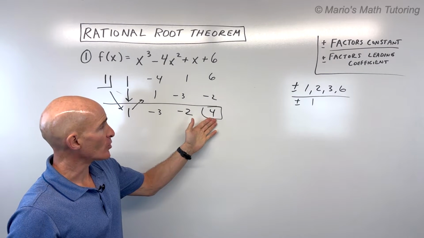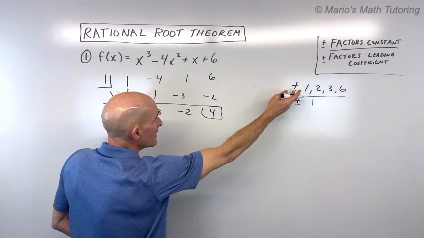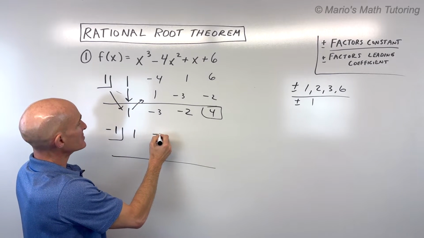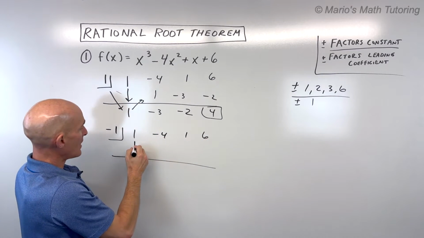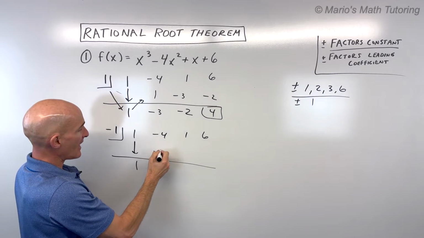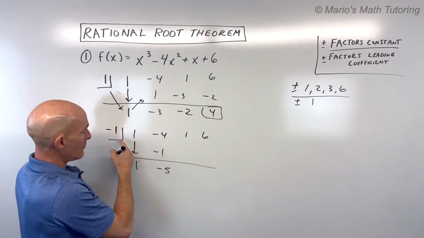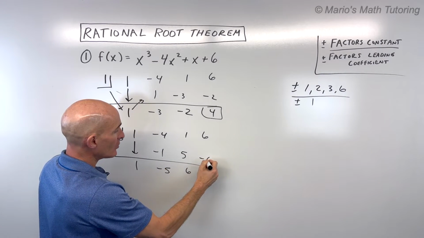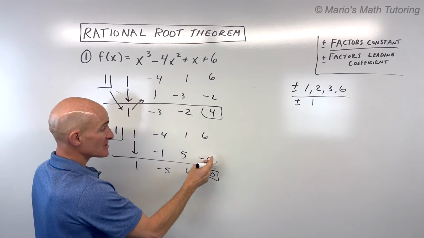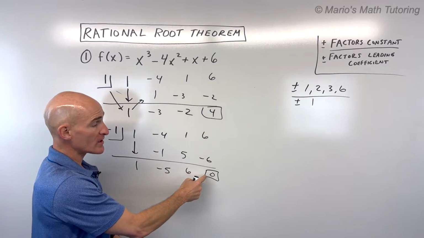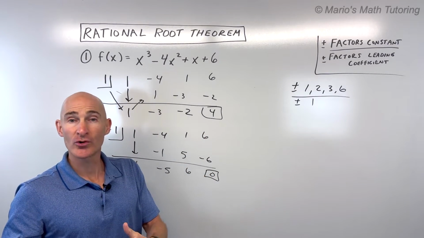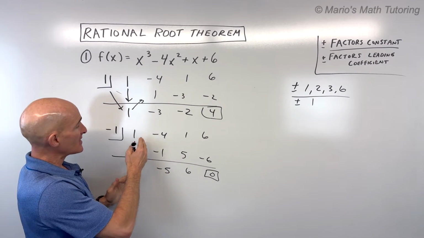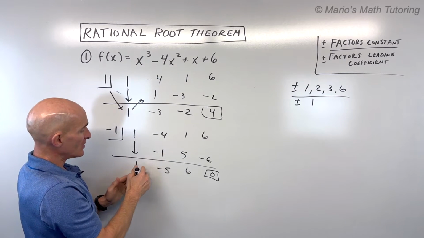Now in this case it didn't work out, so let's try -1. So I'm going to test -1. Same coefficients here. Drop down that first number, multiply on the diagonal, add straight down, multiply on the diagonal, add straight down, multiply on the diagonal. When we add straight down, see how we have 0 remainder? That tells us that -1 is a zero, or a root, or a solution, or an x-intercept. Those all are synonyms. And that also takes this polynomial down from a 3rd degree to a 2nd degree.